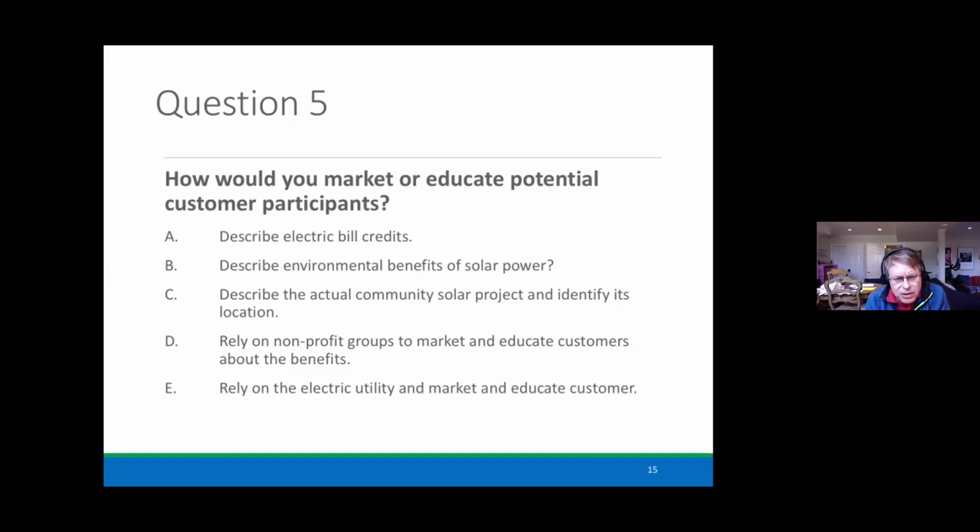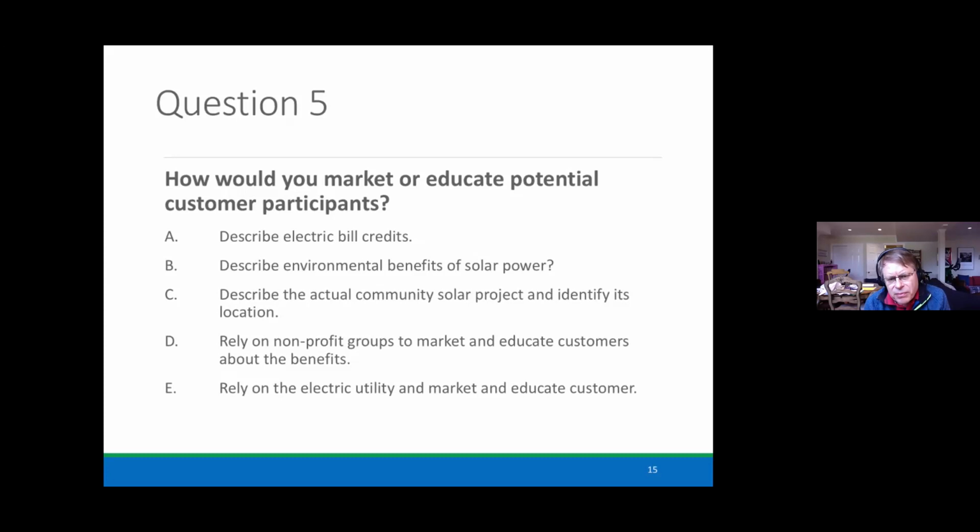Describe the actual community solar project and identify its location. So it's kind of a seeing is believing item. If you can see it and believe it, and then you can tell your neighbors where it's located so they too can look at it, that could be very motivating, because knowing that it's real, right? So one of the things, if it's not immediately on your rooftop, it may not be as real unless you know where it's located and you can actually go and take a look at it.